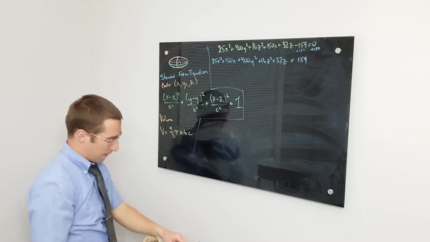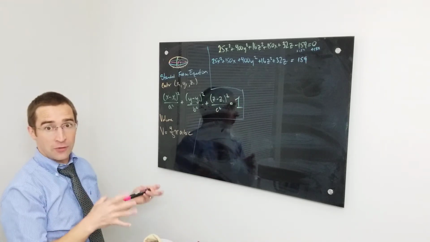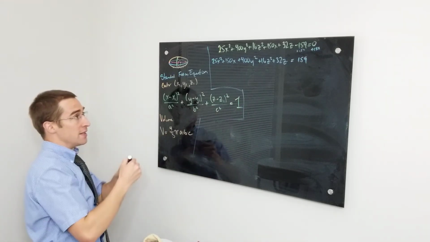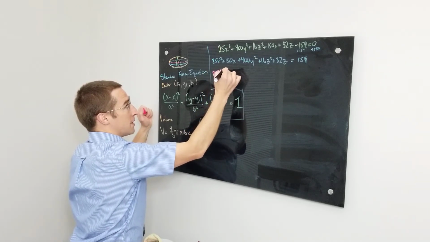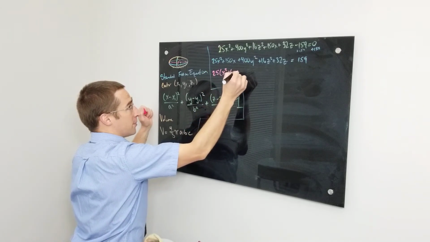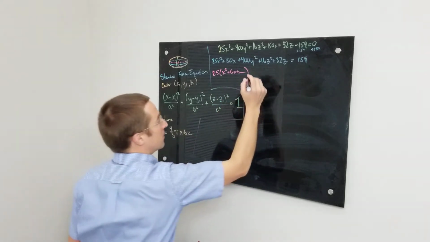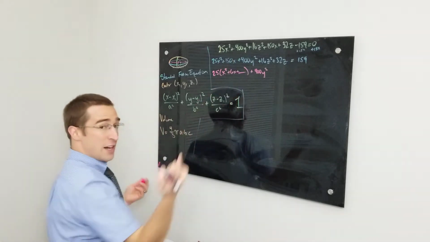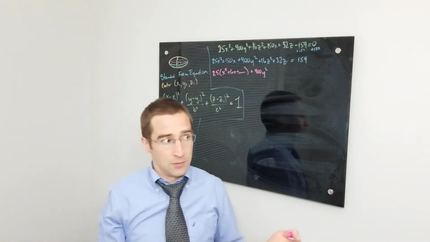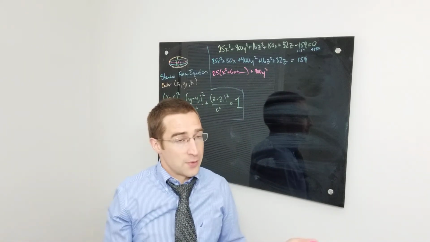Now, I'm going to go about completing the square for each piece, for each x, y, and z. So I'm going to factor out the 25 here. So 25 times x squared plus 6x plus blank. And then plus 400y squared. That's already a perfect square. It's y plus 0 squared, so it's y squared.